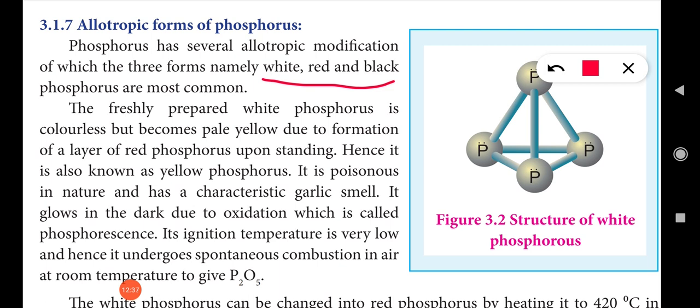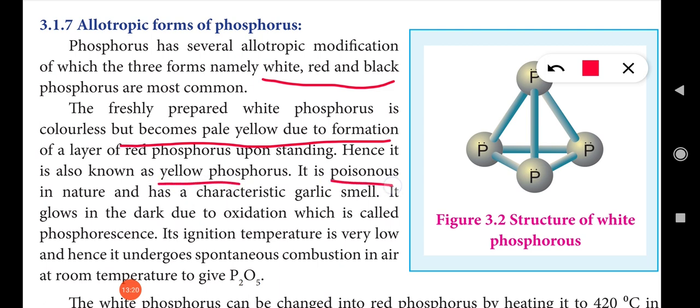Freshly prepared white phosphorus is colorless, but on keeping for some time, it becomes yellow in color. So white phosphorus is sometimes called yellow phosphorus. It becomes pale yellow due to oxidation and the formation of a layer of red phosphorus upon standing. Hence it is also known as yellow phosphorus.